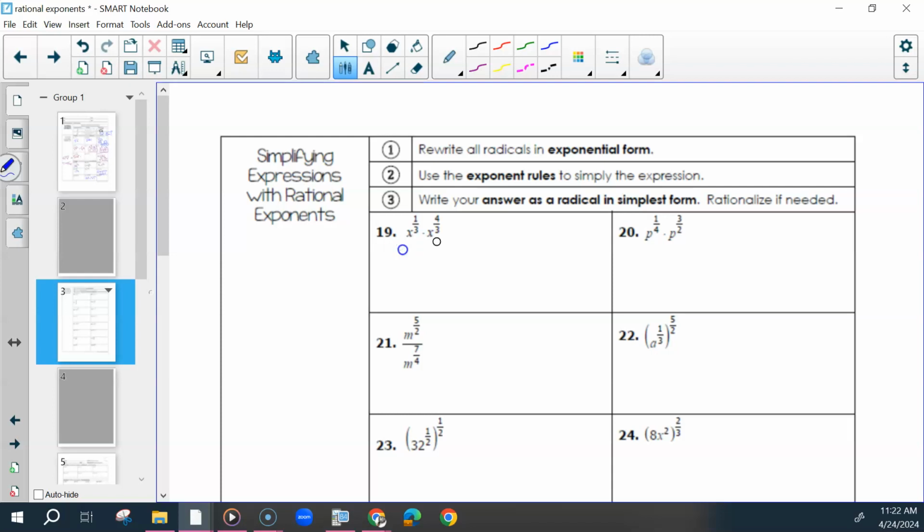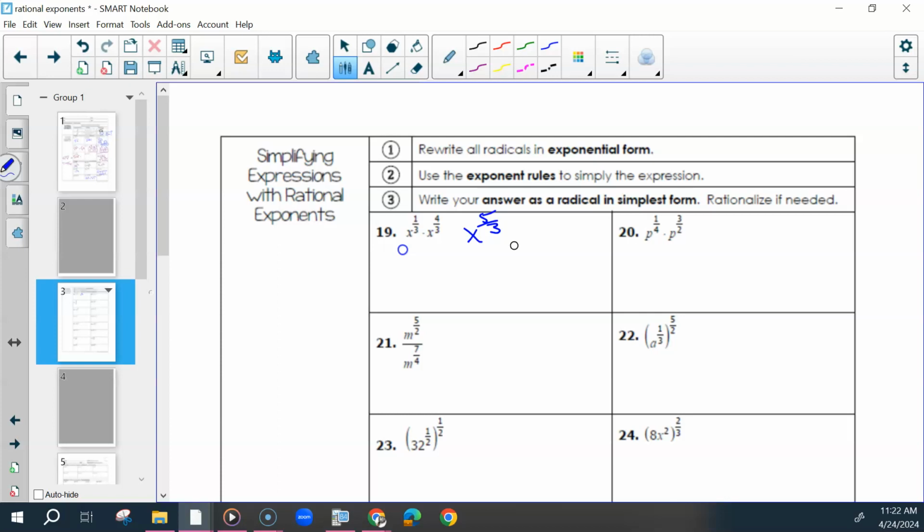So in this one, we are multiplying like bases. It's already in exponential form. We're multiplying like bases. What are we doing with the exponents? Adding them. They have the same common denominator, so I can just add the fractions. What would that be? X to the power of 5/3. Then I can rewrite that in radical form.